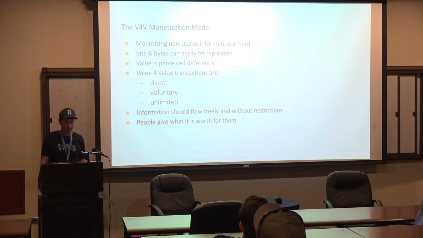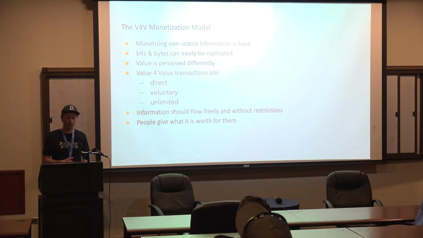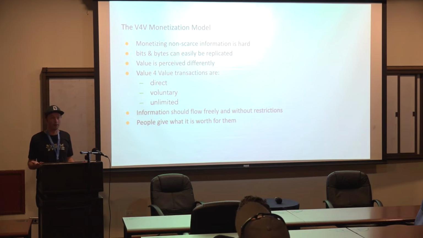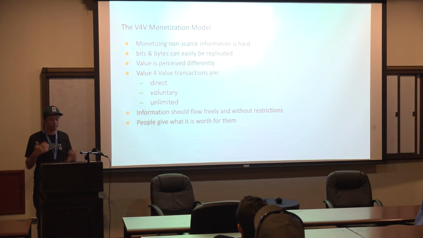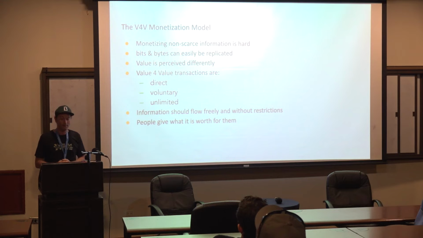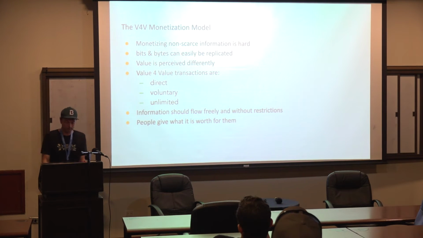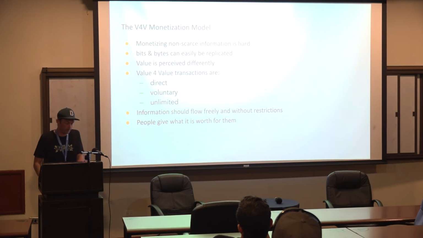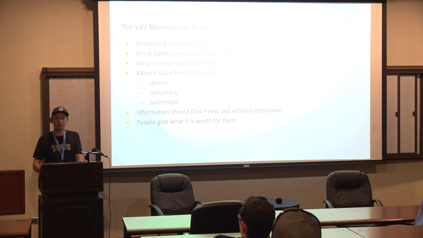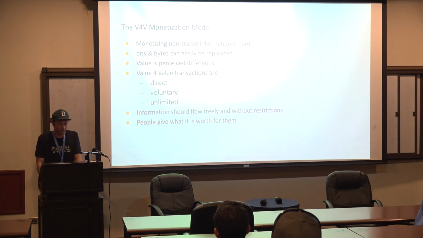So to sum it up, the value for value monetization model says monetization of non-scarce information is hard, because it can easily be copied. Bits and bytes can easily be replicated. Value is perceived very differently. And value for value transactions are always direct. They're voluntary and they're unlimited. So nobody is in charge, and it's a truly peer-to-peer interaction. Information flows freely without restrictions, and people give for what it's worth to them.